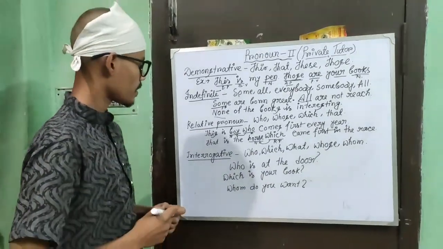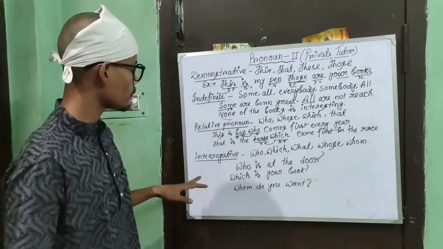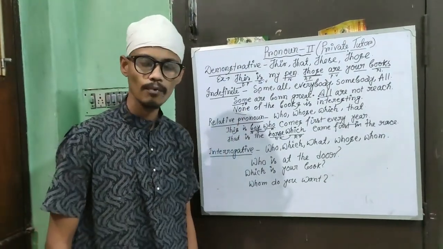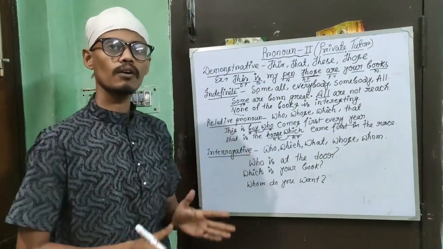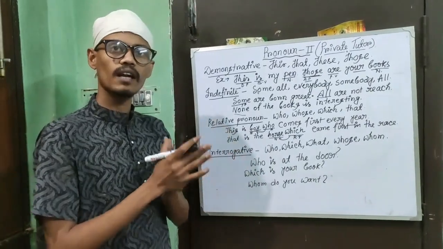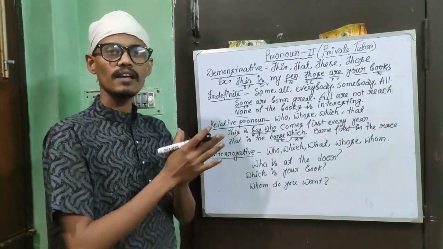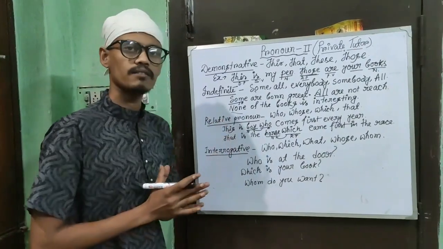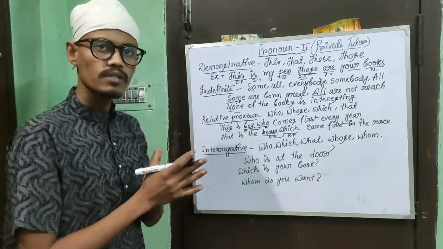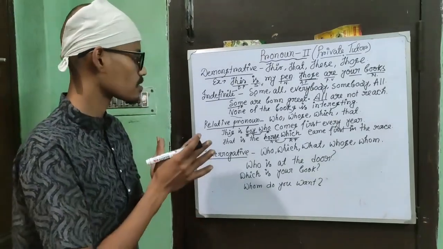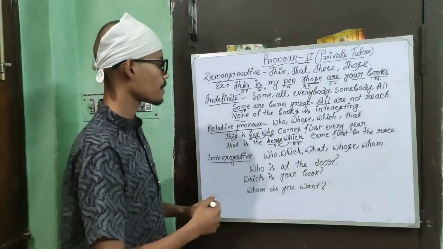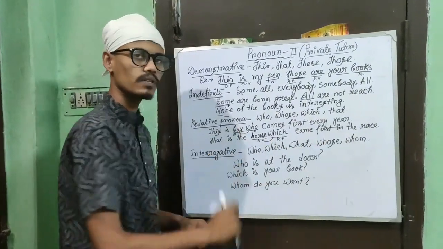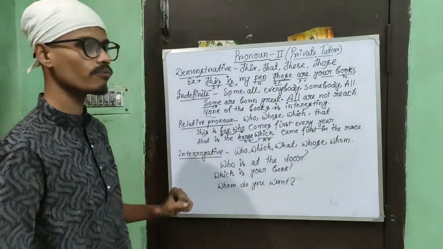Okay, so let's move to the next pronoun, that is interrogative pronoun. So what is the definition of interrogative pronoun? Interrogative pronoun is a pronoun that is used in place of a noun or a pronoun, and it suggests an interrogative sense in the sentence. So the examples are who, which, what, whose, whom. These all are interrogative pronouns.